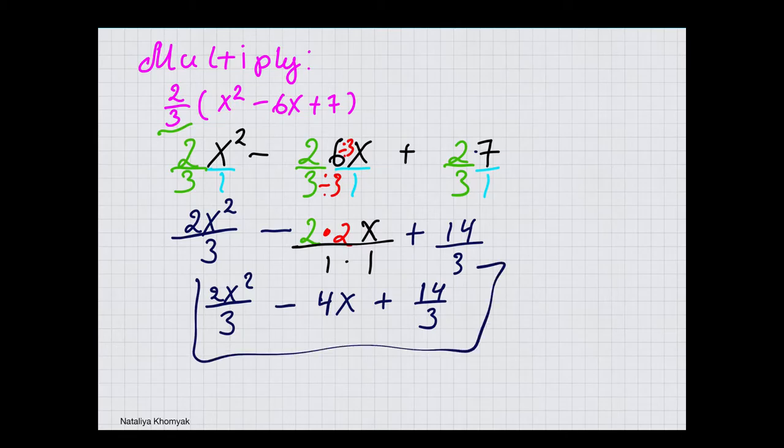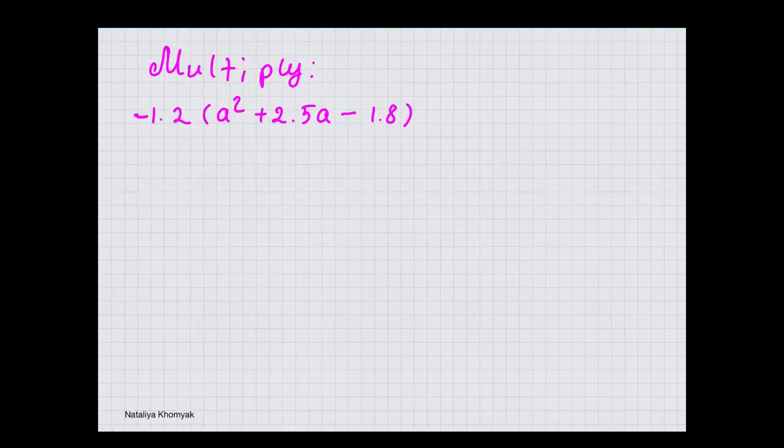And that's our answer. In this example, we have negative 1.2 times a squared plus 2.5a minus 1.8. First thing we want to do is to copy the inside of the parentheses.